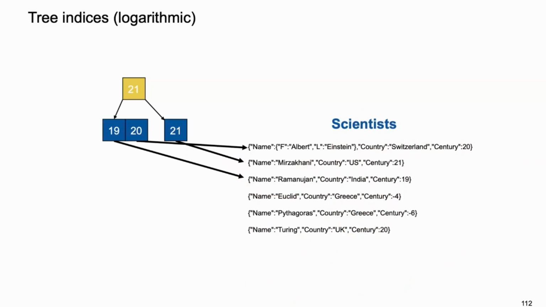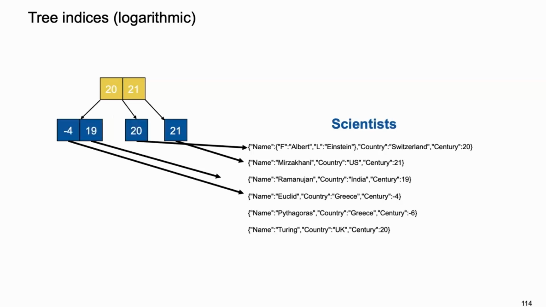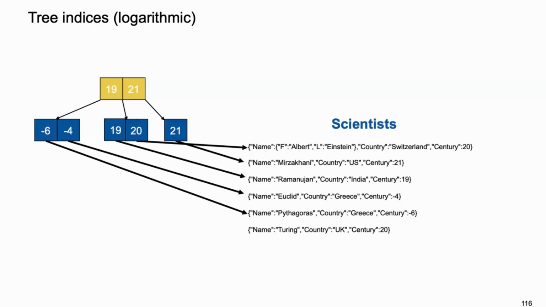So I split it like this. Now I'm good again, right? I have a B plus tree. Then minus 4, that's too much, so I need to split, that's fine. Then minus 6, too much, so I need to split. Here I can just reorganize by just moving over the 19 to the middle, then I again have only 2, and then 20. This is a tree index over century. The former one was a hash index, now it's a tree index. Now it's no longer O of 1, it's logarithmic, right? So it's a bit slower.